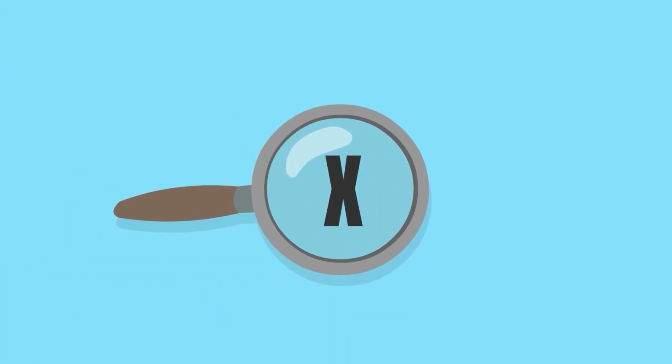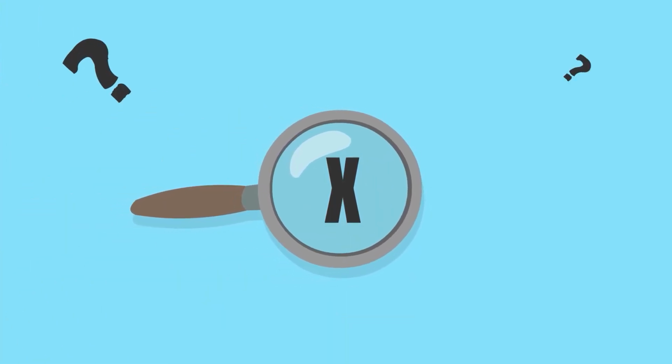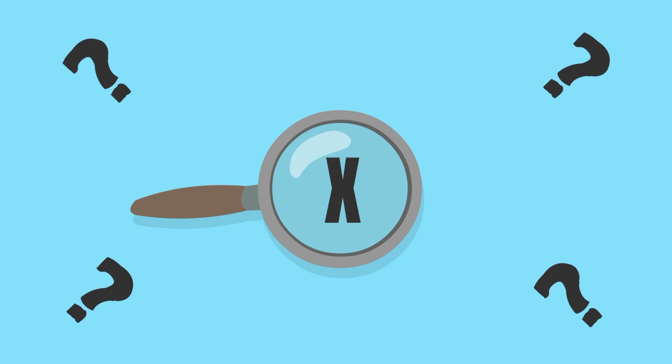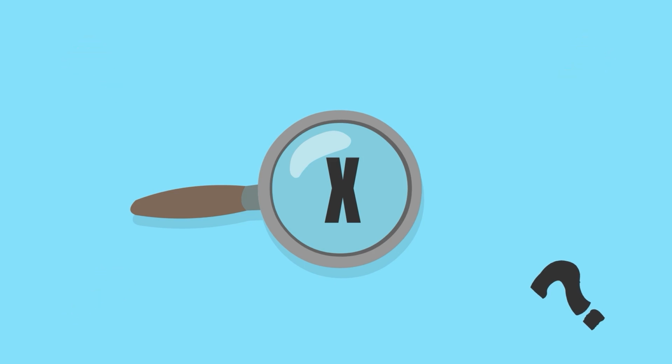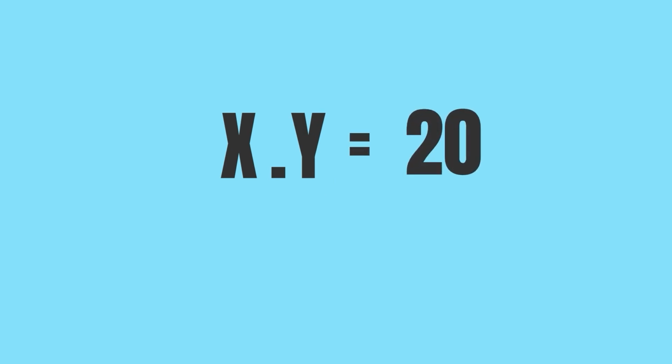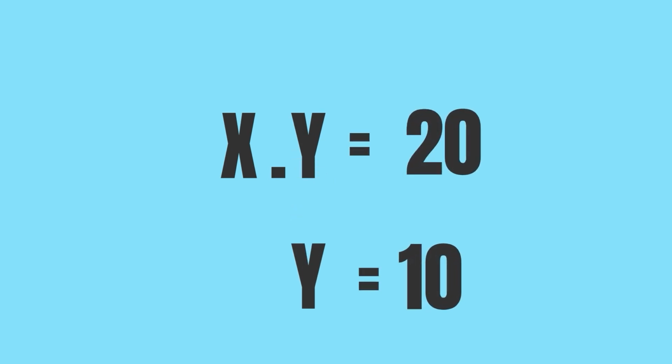Now let's find that value hiding inside of X and solve the mystery once and for all. But before that, let's write it as an equation so it's a bit easier to understand. X times y is equal to 20, where y is equal to 10, and we're supposed to find X. All right, let's get into it.